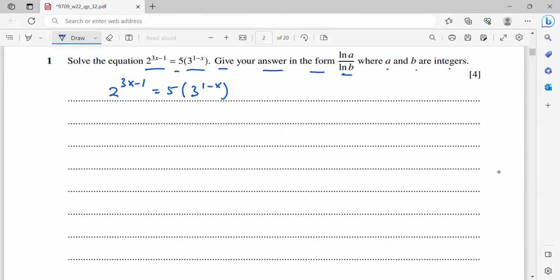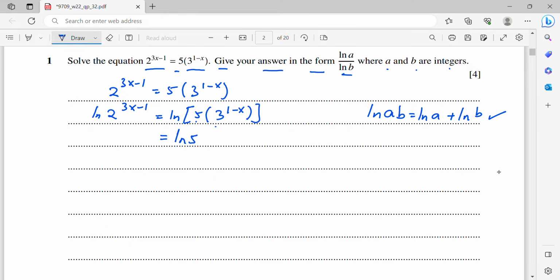Right, so now we need to take ln both sides. So you are getting ln 2^(3x-1) equals ln of 5 times 3^(1-x). So now we have the formula ln AB equals ln A plus ln B. Because of the right side, you have ln of 5 times 3 power 1 minus x. So by applying this formula, we will split it into two terms. The first term is ln 5, then followed by plus ln of 3 to the power 1 minus x.